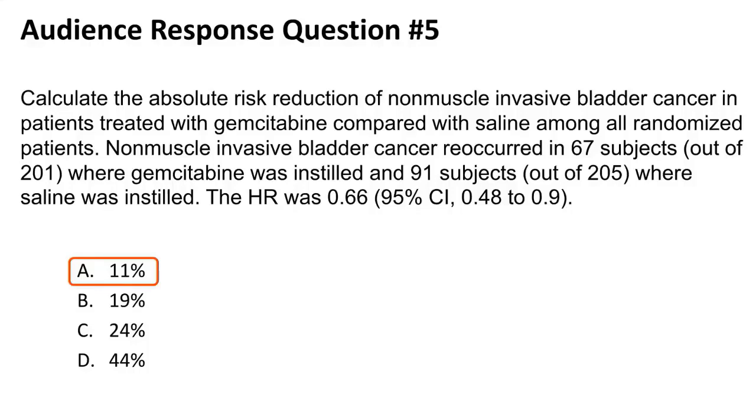So to calculate the absolute risk reduction, subtract the experimental event rate from the control event rate. So for this example, we would have the control event rate of 91 over 205, which would equal 0.44, and then the experimental event rate, which is 67 over 201, which is 0.33. So 0.44 minus 0.33 equals 0.11 or 11%.